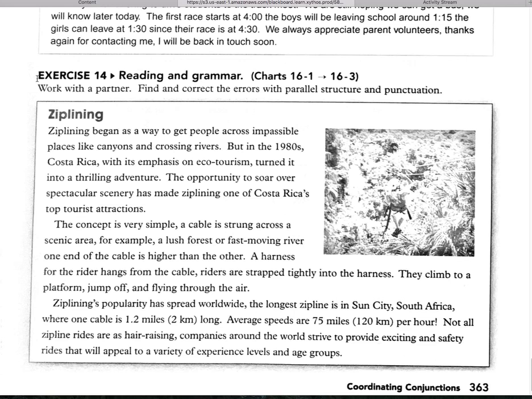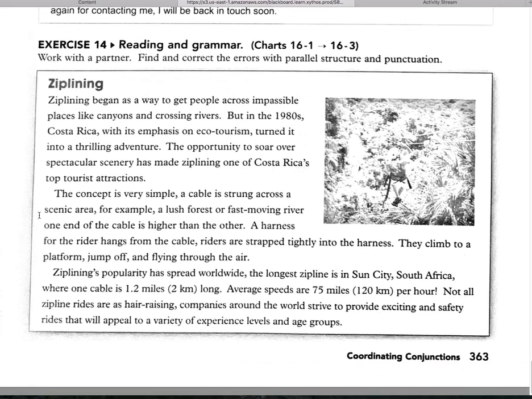So here it is. Ziplining began as a way to get people across impassable places like canyons and rivers. Crossing does not belong there. So we would cross out crossing. Okay? So it's going to be canyons, noun, and conjunction, rivers. That's the only error here. Okay? Now, I'll give you a few minutes to look at paragraphs 2 and 3, and then I'll read you the corrections.